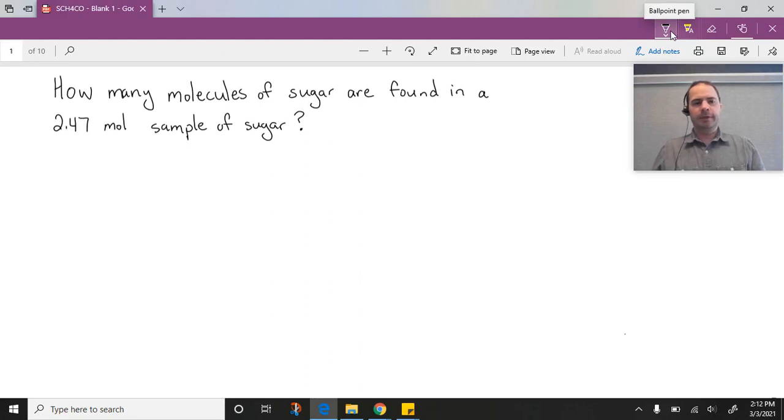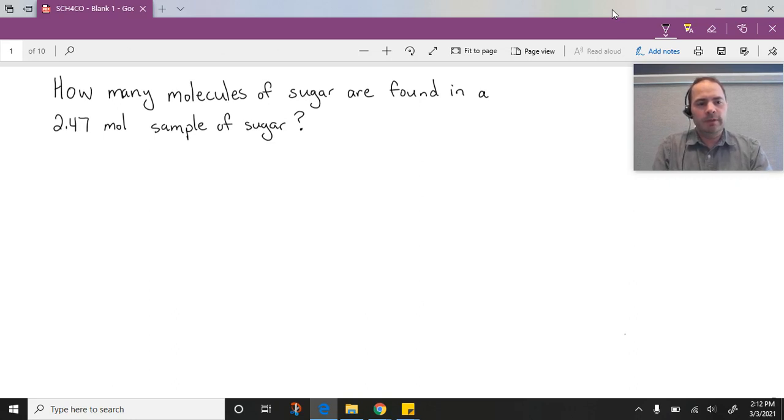Hi, everyone. We're here to just take a look at how a few of these mole and particle problems might work. So if you've been reading through the lesson, this might help sort of get you going and get you on the right track as to how to set it up. So here's a question for you.